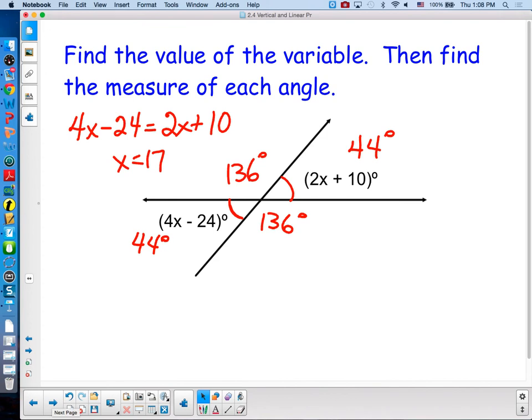All right, so you need to focus on, are they vertical or are they a linear pair? If they're vertical, they will be congruent. If they're a linear pair, they add up to 180. All right, we didn't get our other stated word, but that's okay. Another day.